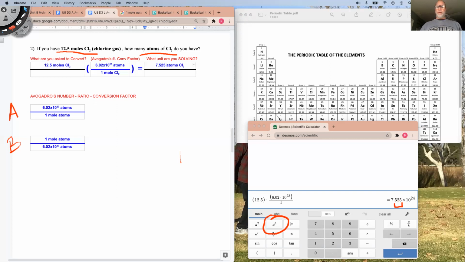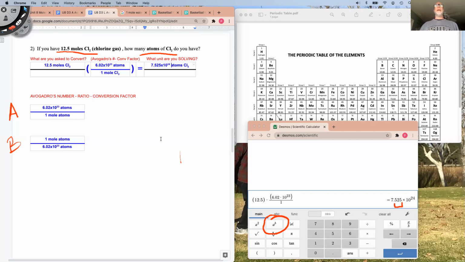7.525 times 10 to the what, 24th? Is that what it is? Let me see. No, there it is. Times 10 to the 24th. All right, and I'll back that up so the spacing is on. So that would be the answer. That's how many atoms are in 12.5 moles of chlorine atoms, okay? That's our answer.